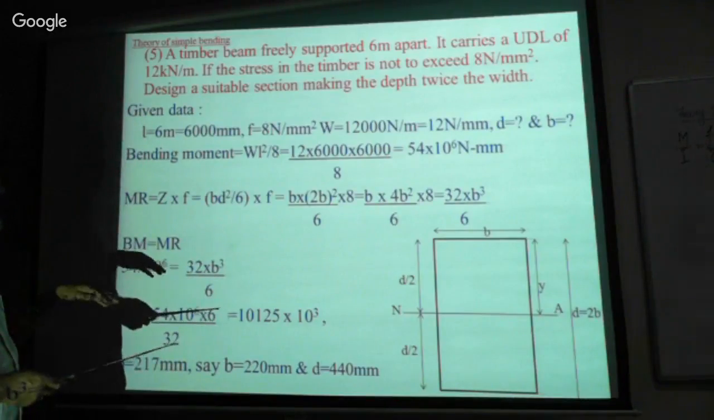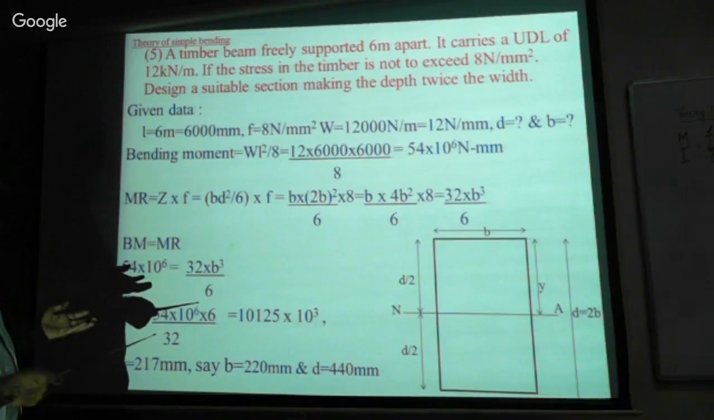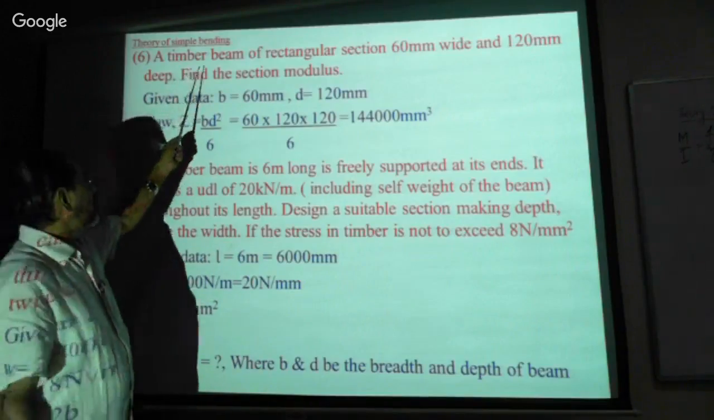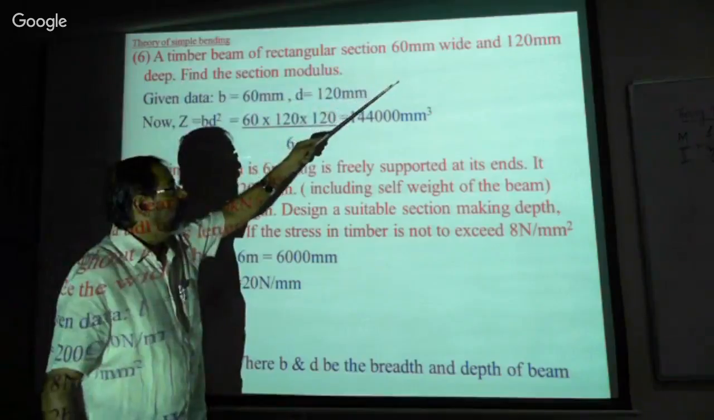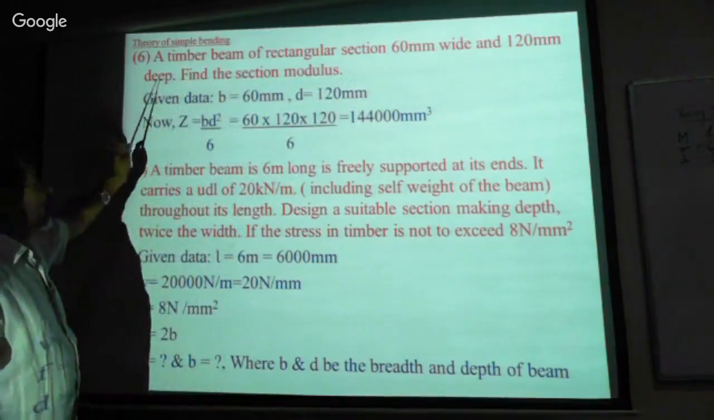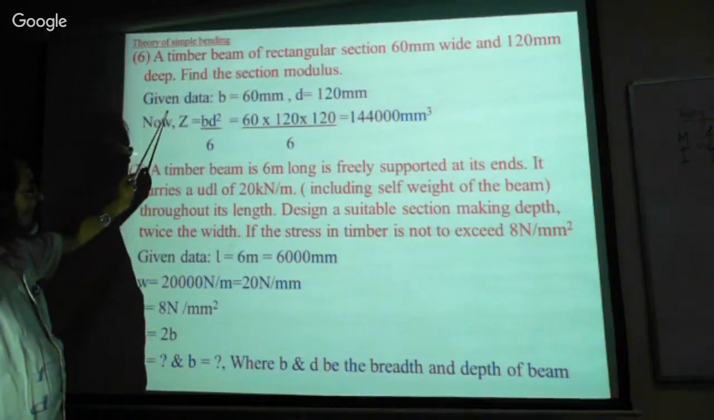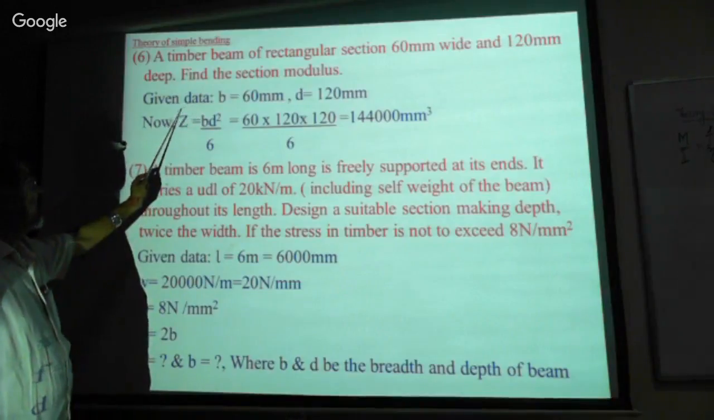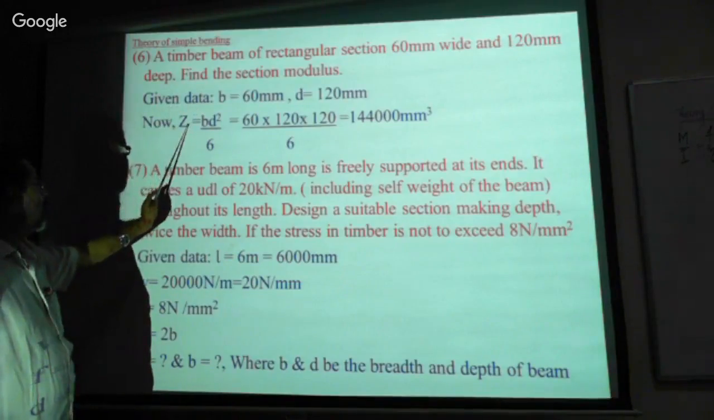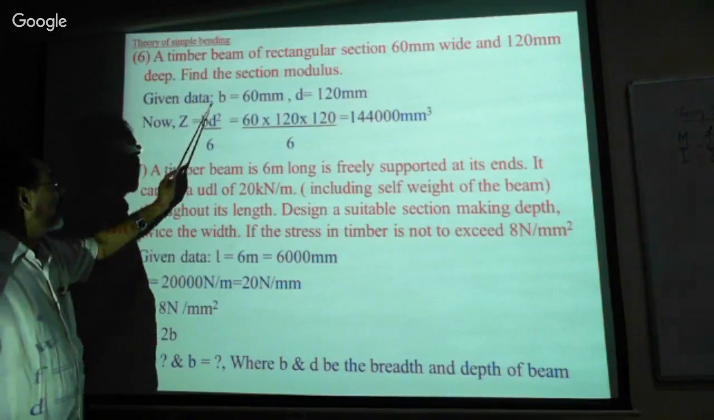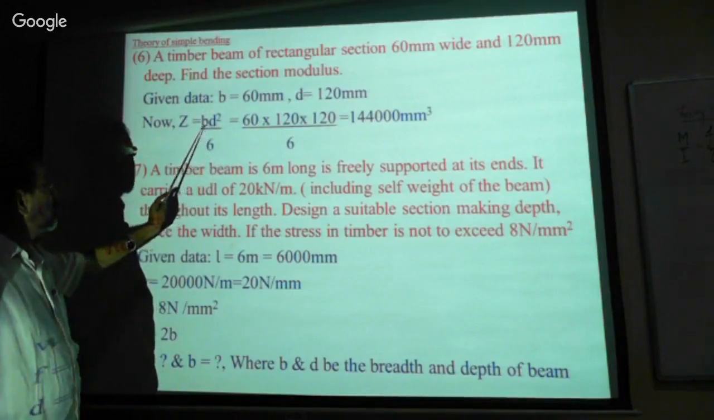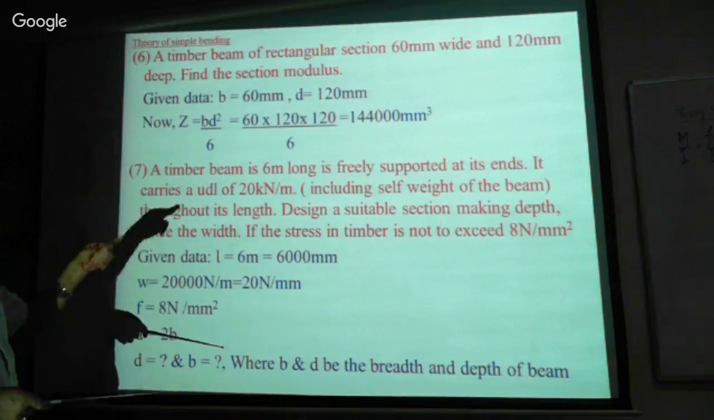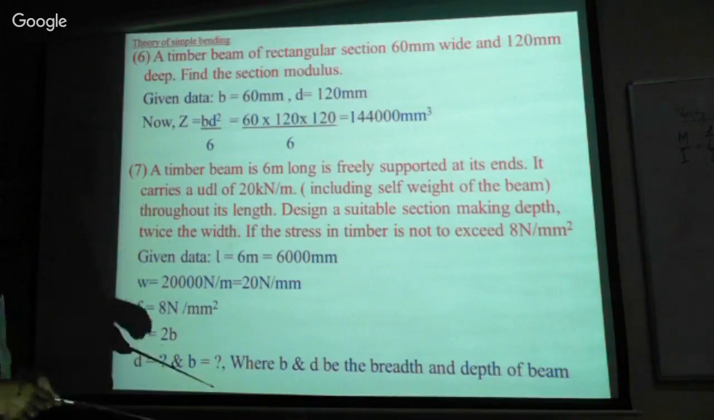Isn't that? The next problem: a timber beam of rectangular section 60 mm wide and 120 mm deep. Find the section modulus. Now it's a very simple problem. Just one small note, sometimes it will be asked in multiple-choice questions. Therefore Z is equal to I by Y. I is B D cube by 12 and Y is equal to D by 2. Now we will get this much, isn't it? And we will solve one problem now on the board.